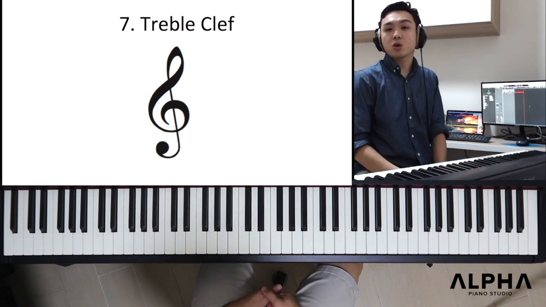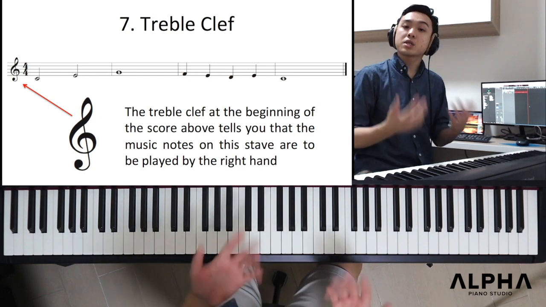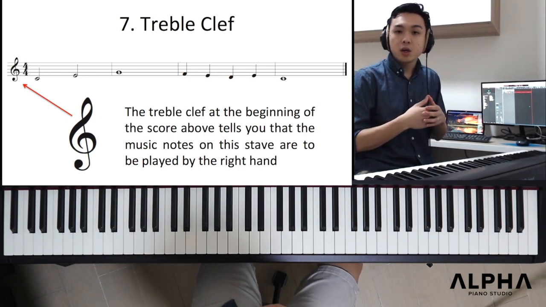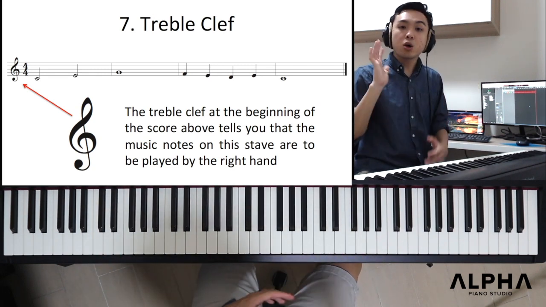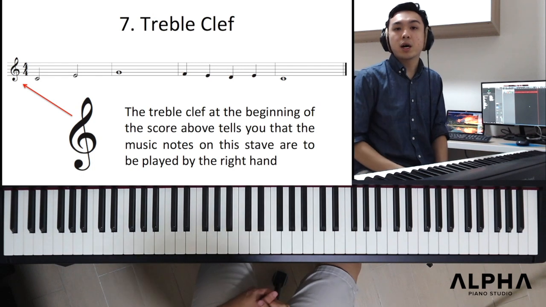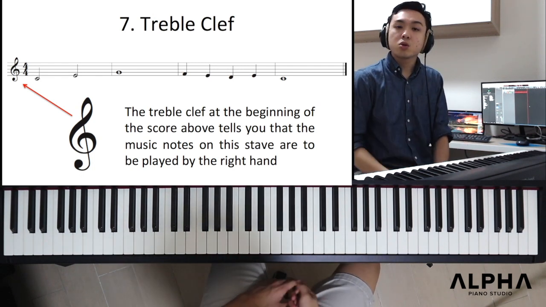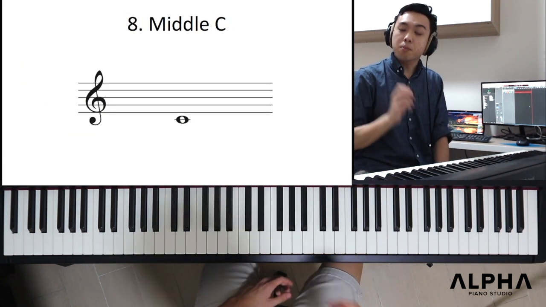Now, the next thing you want to know about musical notation is this thing called a treble clef. The treble clef is often associated with the right hand for a piano player. So for example, if you see a score which starts off with a treble clef, it means that this line of music is meant to be played by your right hand. Not always, but as a beginner, you can take it to be that way for a while. So the first note that you will learn on the treble clef is this note right here. And this is a middle C.